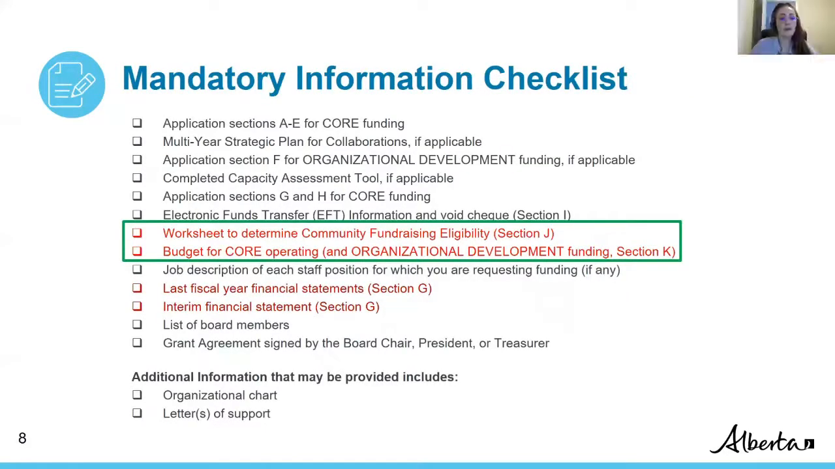I'd like to remind everyone of the mandatory information checklist at the beginning of the application form. We strongly encourage you to use this checklist as you develop your application. Before you submit, double-check the mandatory checklist items to ensure your application submission is complete. Applicants are required to submit all of these documents each time you apply. Today, we are taking a closer look at two critical pieces of the checklist: the Community Fundraising Eligibility Worksheet and the budget. A reminder that applications may be returned if they are incomplete.